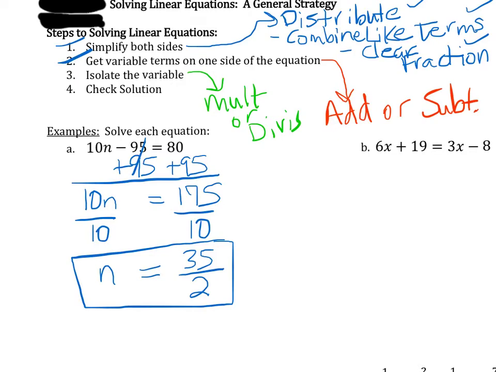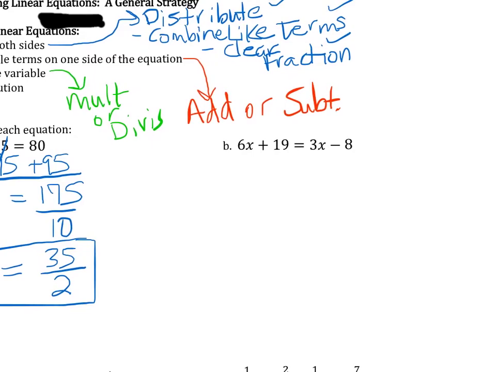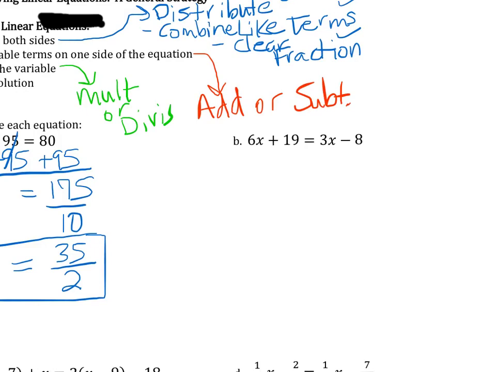All right, let's look at another example. Part B, we have 6x plus 19 equals 3x minus 8. Again, the first step is to simplify and see if you have a distributive property, combining like terms, or clear fractions on either side or even both sides. Sometimes they're on both sides. I don't have that in this problem, so I'm going to go to step 2, which is to get my variable terms on one side and my constant terms on the other.